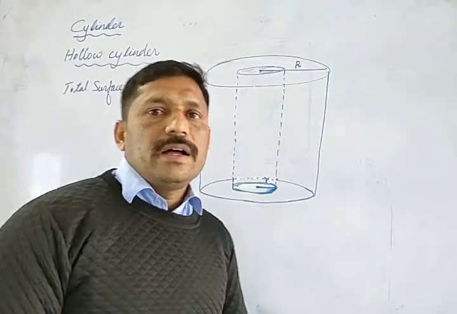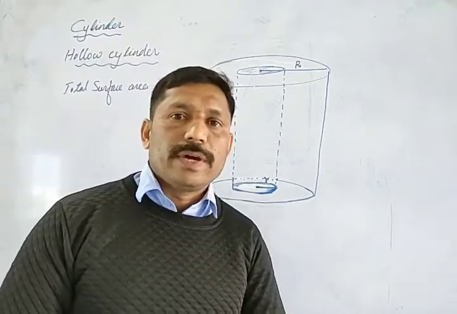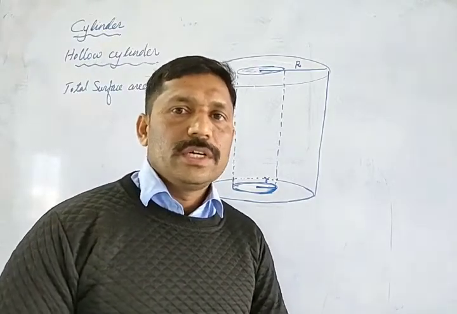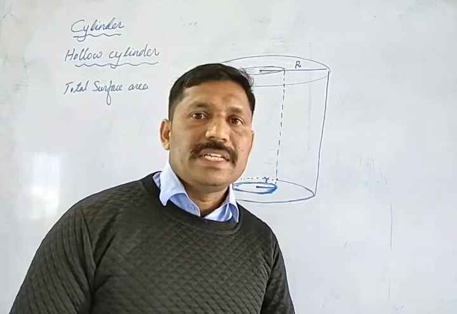See the total surface area of a hollow cylinder. Hollow cylinder means its inside part is a hole. That means just like a pipe.